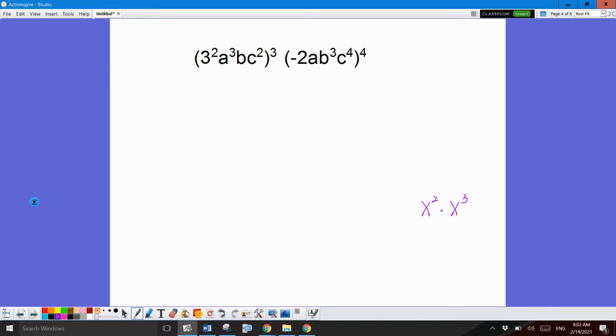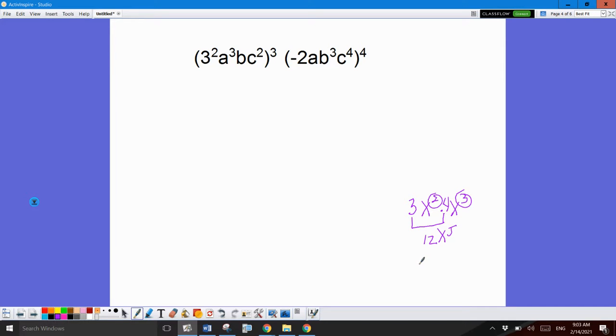which is when I have like terms, I'm going to add my powers. So this would be x to the 5, okay? Now, the only thing that changes if there's numbers or coefficients is the coefficients are going to multiply. So 3 times 4 would give me 12. So I'm multiplying the big numbers and adding the powers, okay?